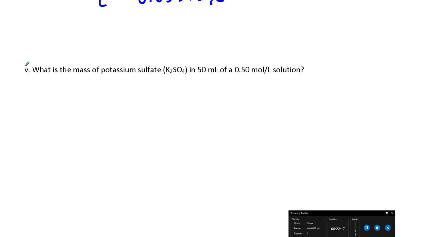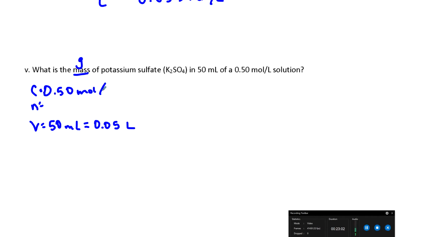Okay, last one. What is the mass of potassium sulfate, K2SO4, in 50 milliliters of a 0.5 mole per liter solution? So our answer is a mass, so our answer is going to be in grams. So before we can get to that point, we need to first calculate the number of moles. Okay, so maybe let's identify some variables here. We have 50 milliliters for a volume, which is equivalent to, move the decimal over, 0.05 liters, or use dimensional analysis. And our concentration is 0.50 moles per liter.